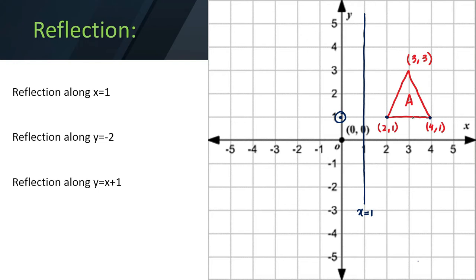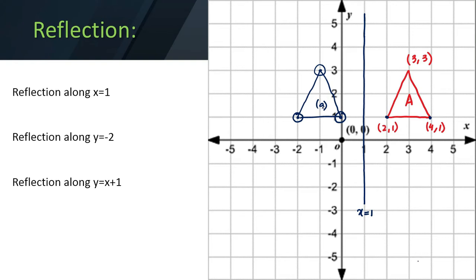Similarly, this vertex has 1, 2, and 3 box distance. So on the opposite side, we will mark 3 boxes. So 1, 2, and 3. So this one is here. Similarly, this vertex has distance 2 boxes from the line of reflection, 1 and 2. So on the opposite side, we will mark 2 boxes, 1 and 2. When we join these 3 vertices, this is the reflection along x is equal to 1.